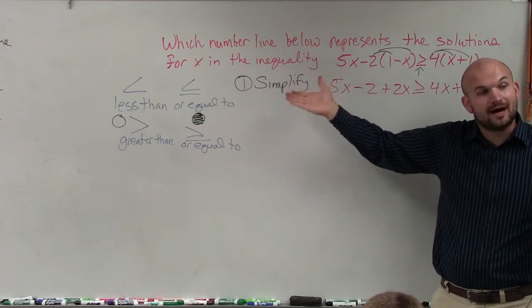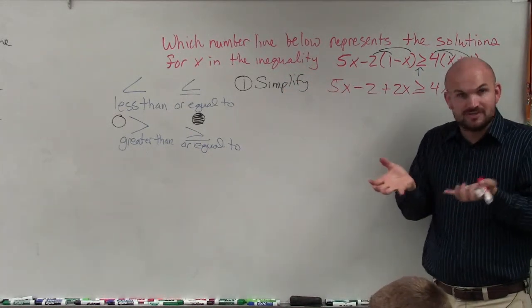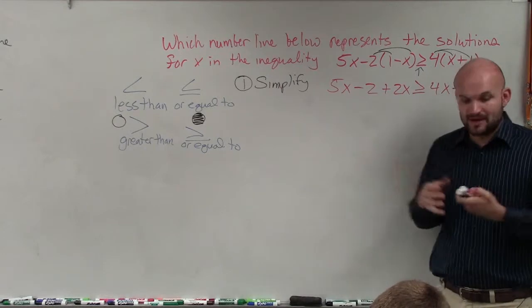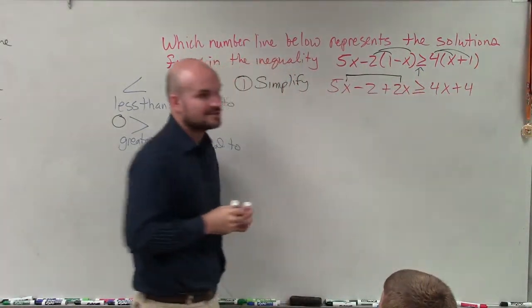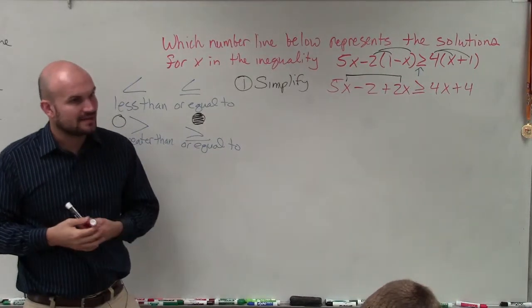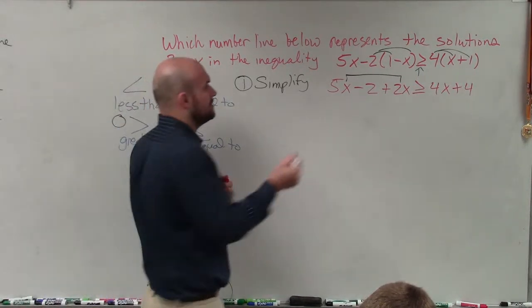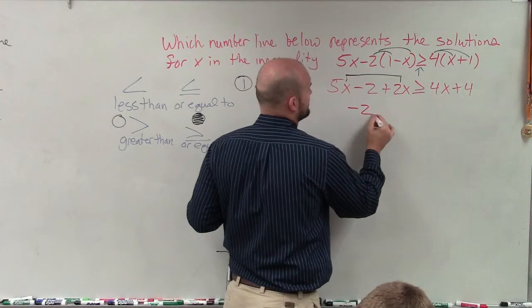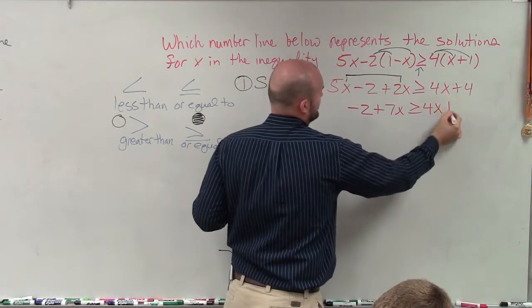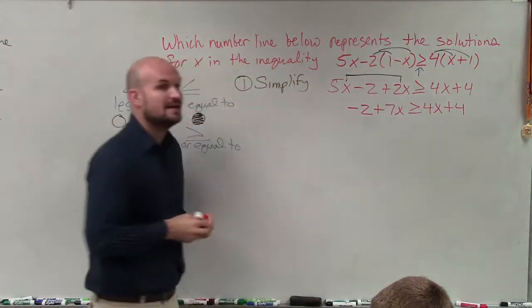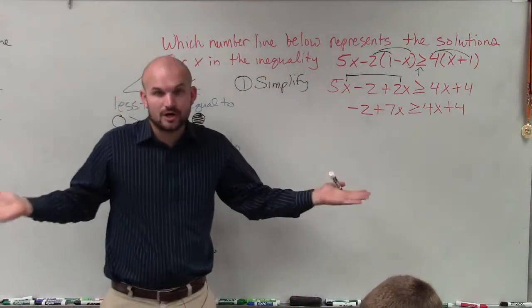Now, again, simplify, combine like terms if you can. Apply the operations, combine like terms. Well, ladies and gentlemen, I can combine a 5x and a 2x because they're on the same side. 5x plus 2x is 7x. So I have -2 plus 7x is greater than or equal to 4x plus 4. All right, so now I have simplified as far as I can go.